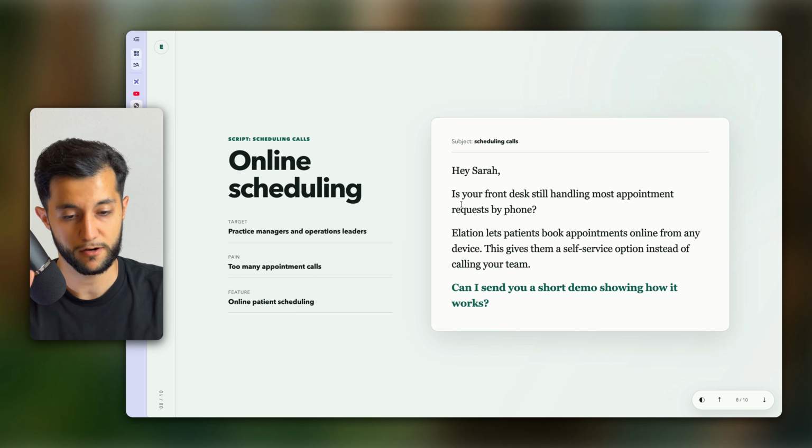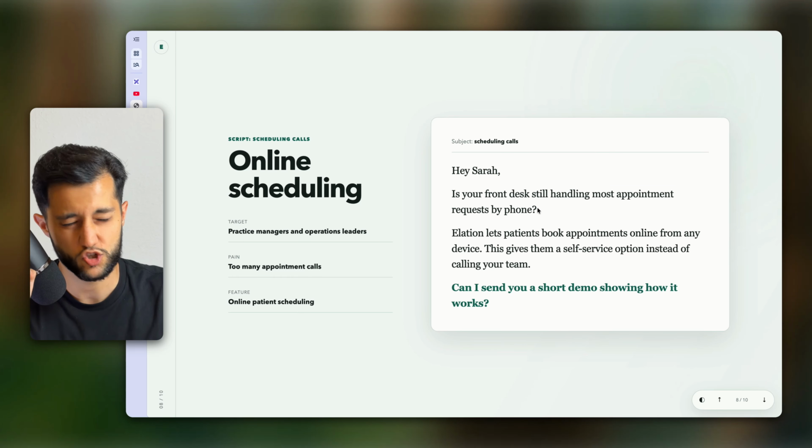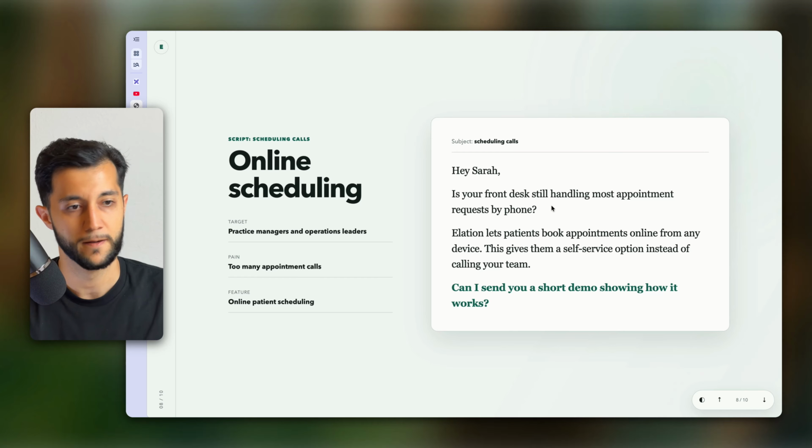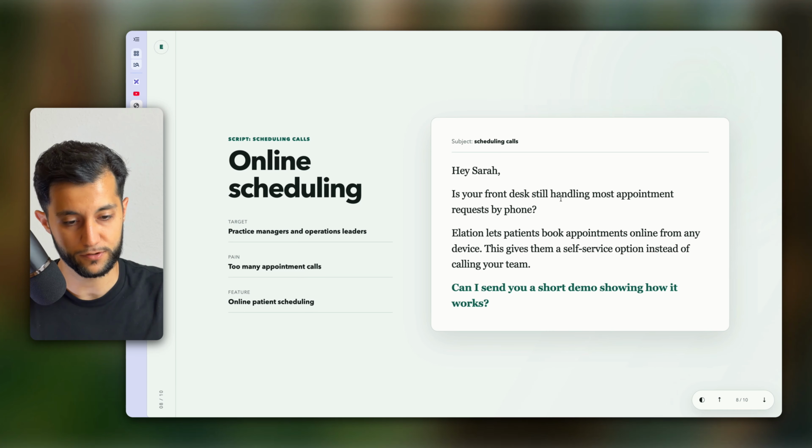So, hey Sarah, is your front desk still handling most appointment requests by phone? By the way, this is a banger email. This is the exact same format that we used for AirPay to book them so many demos. They have an 80% booking rate, and in the last 60 days alone, we had over 120 leads. Do the math, right? It's wild.